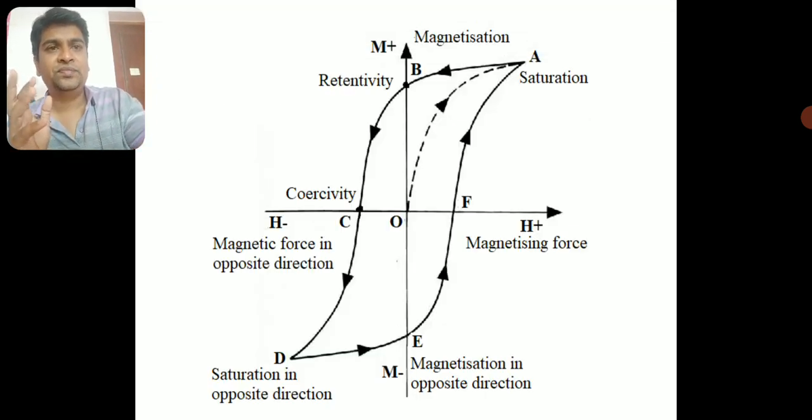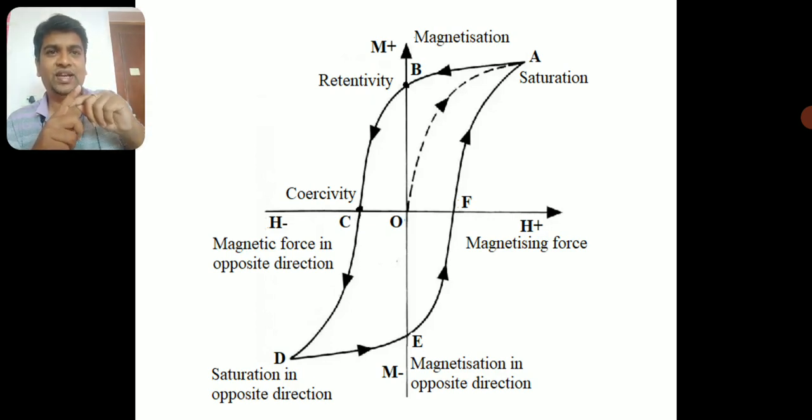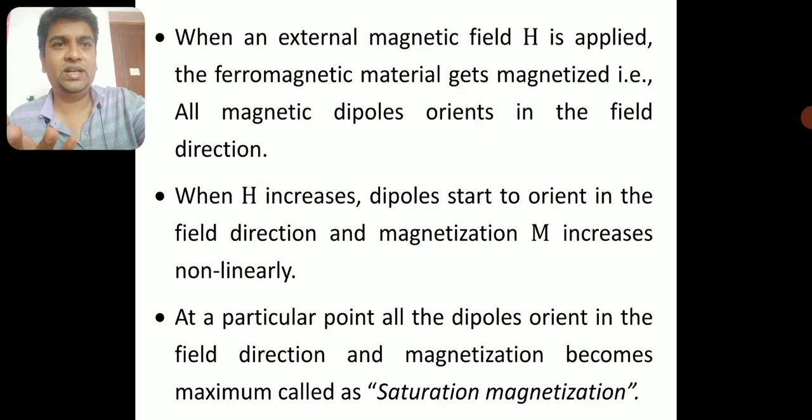Look at the curve FA. As magnetizing force increases, the magnetization also increases. Do you find any straight line in FA? FA is a curve. It is not a straight line. So there is no linearity, which means the magnetization is not linear with the magnetizing force, because the curve clearly shows that it is not linear.